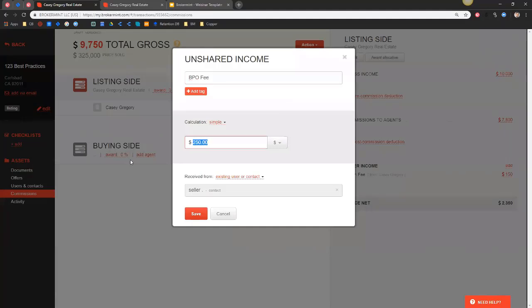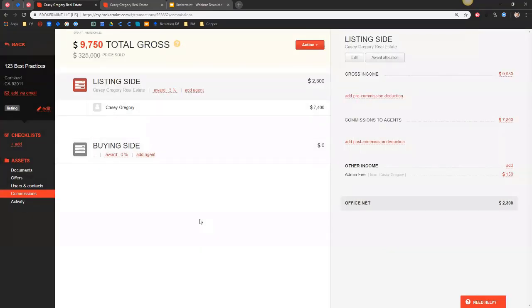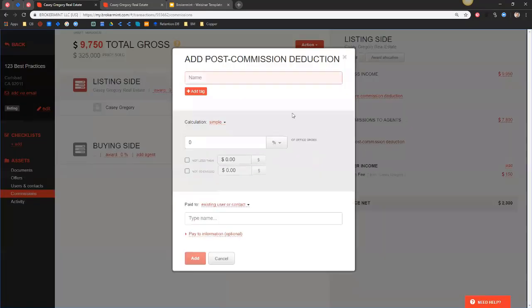And we can define it by an amount or a percentage, whatever it may be. But now we've taken in this amount of money. It's unshared, so the brokerage is holding on to all of it. Now we can pay this amount out, any amount we want, to our agent by simply creating a post-commission deduction. Post-commission deduction is only deducting from your office net. So you've just taken in unshared money, and now you can define how much you want to pay out.